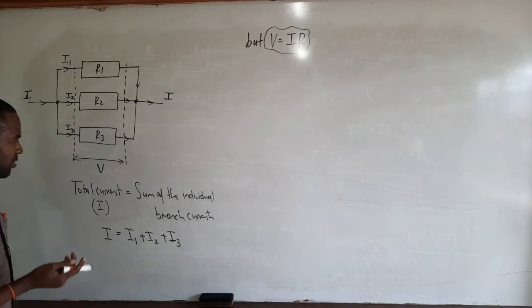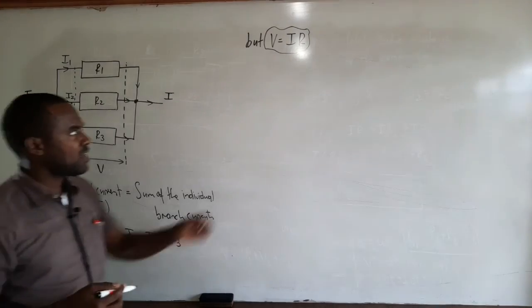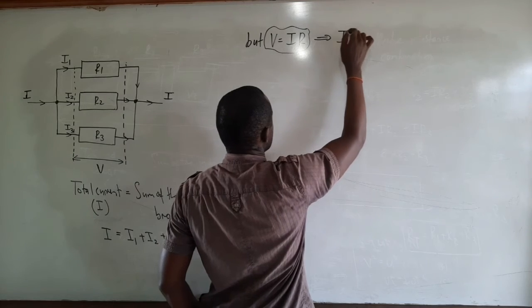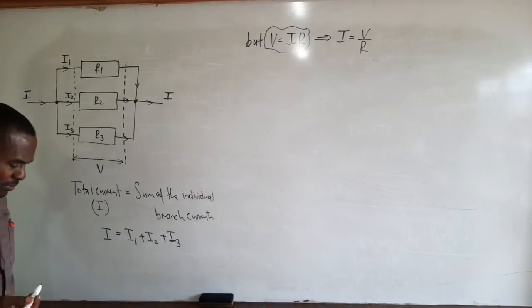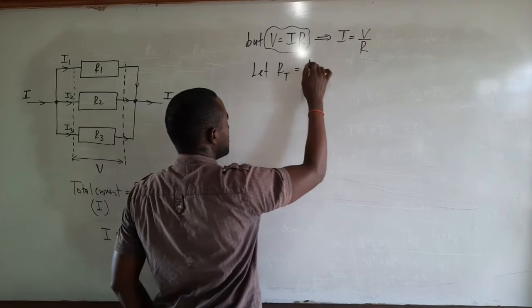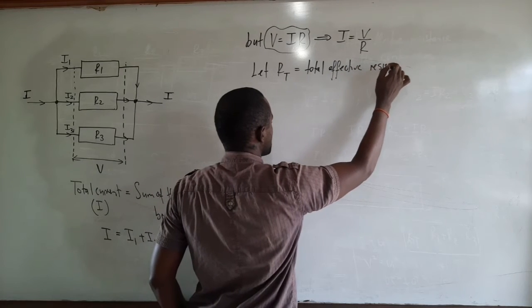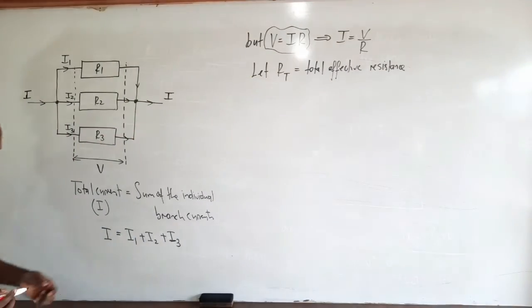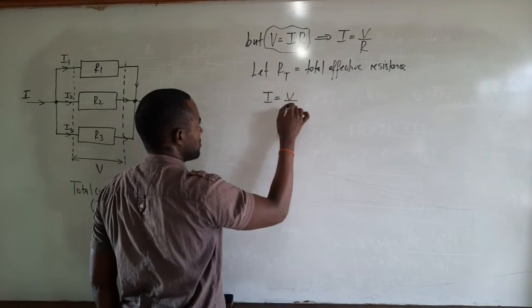Now, because V is equal to IR, we make I the subject of the equation, which tells us that I is equal to V over R. Once again, we let RT be equal to the total effective resistance. It would therefore mean that the current I is equal to V over RT.